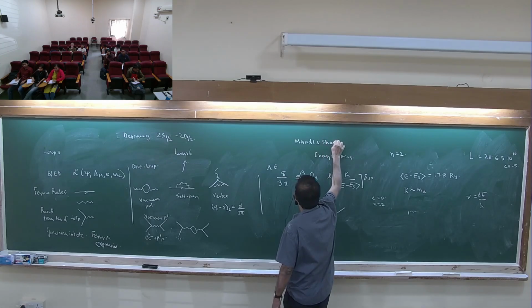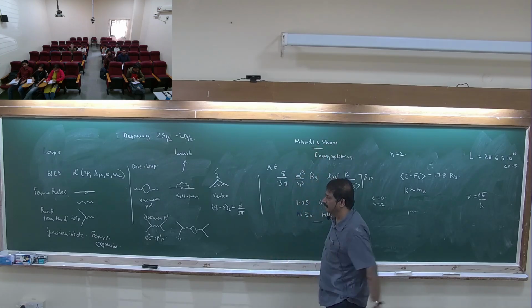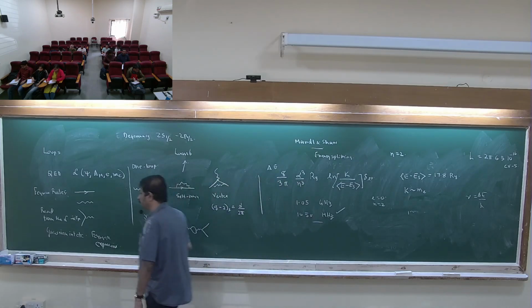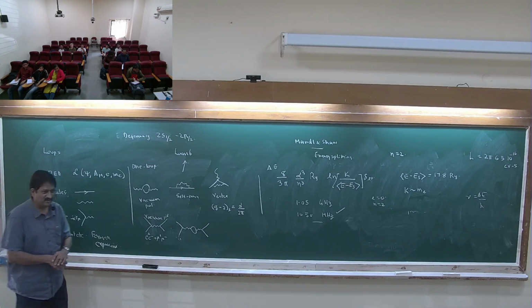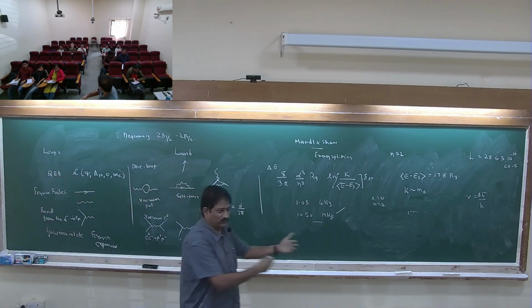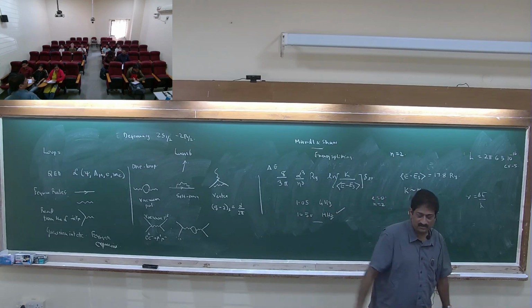And someday when you are stuck somewhere, the internet is broken down and you can't watch Netflix, then you take out Mandel and Shaw, on your iPad or Kindle, and you go through those 3 pages. It's a very nice derivation.